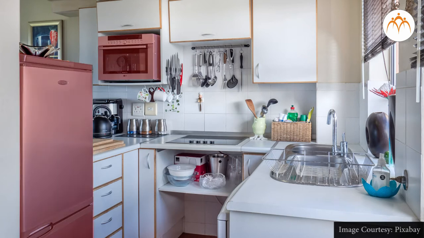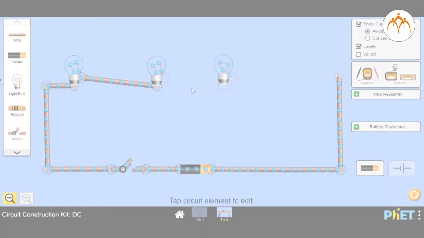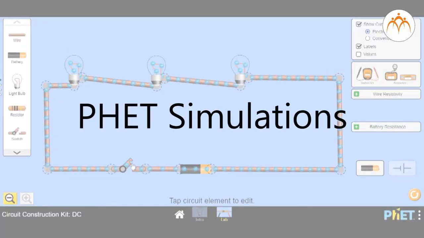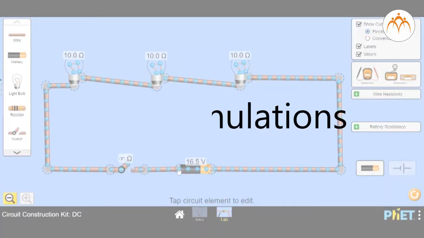When there are two or more electrical devices present in a circuit with an energy source, there are a couple of basic means by which to connect them. They can be connected either in series or in parallel. Now we'll use simulations to understand series and parallel circuits.